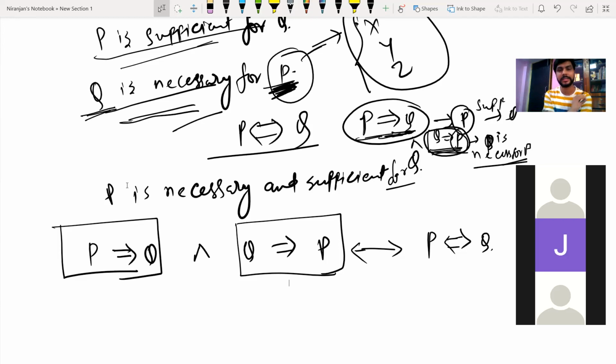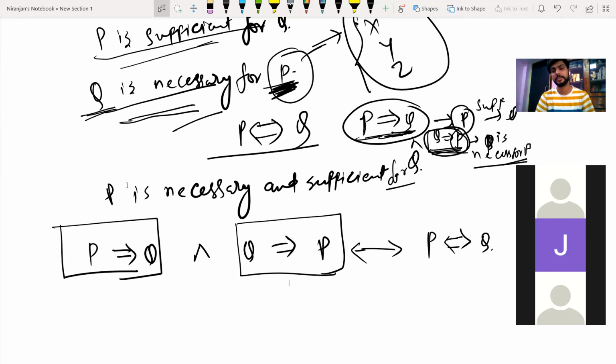Why? Because you can't say anything about P if Q hasn't happened. If Q hasn't happened, you can't say anything about P. So to comment on P, you need to know whether Q has happened or not. If Q has happened, then you can say, okay, Q, then P must have happened.